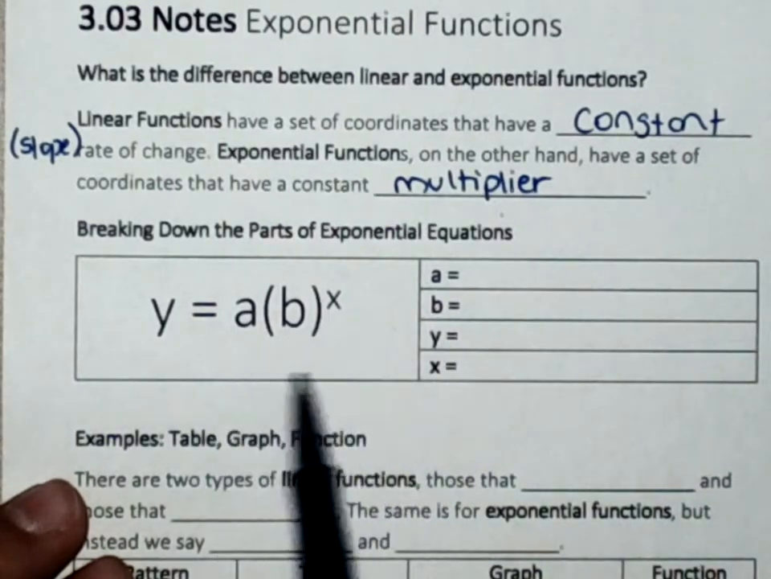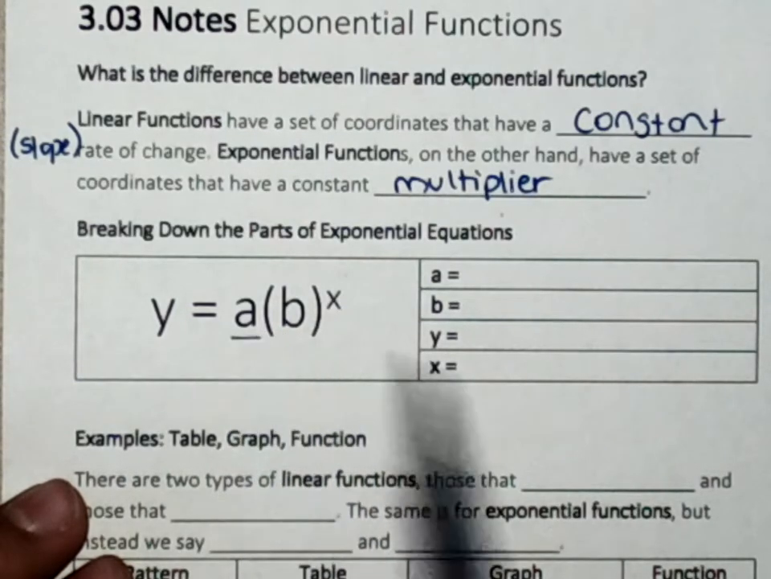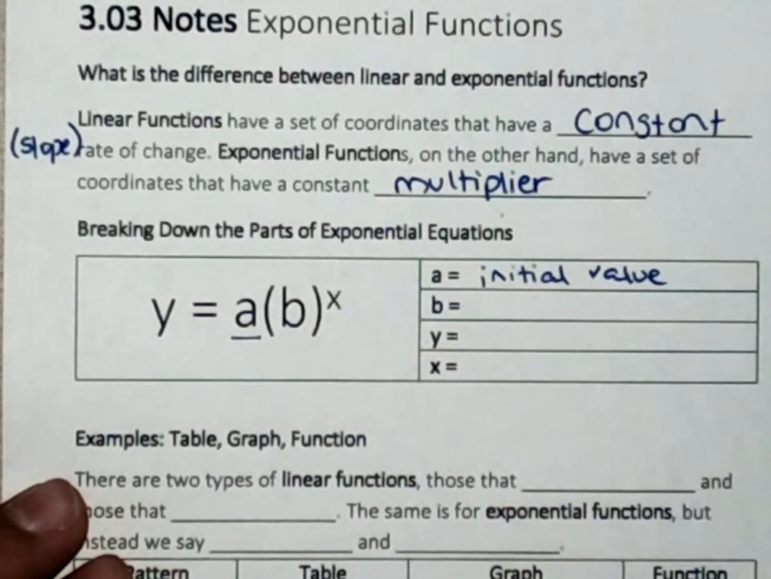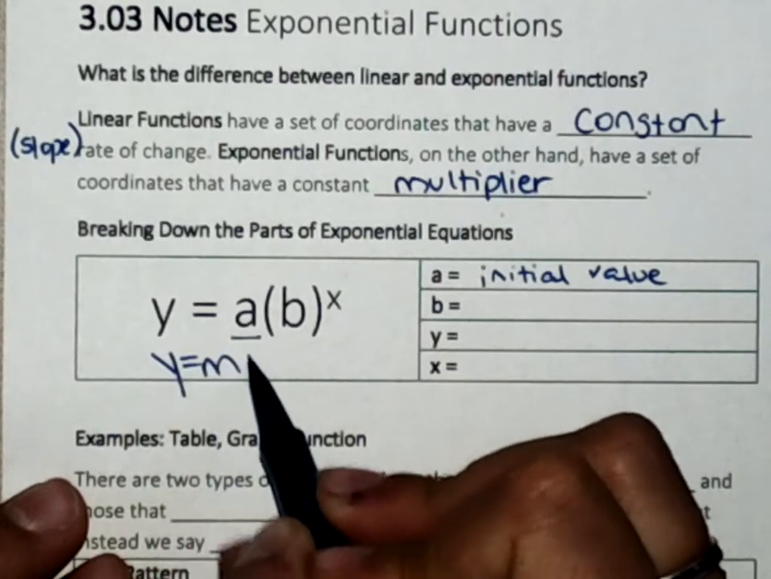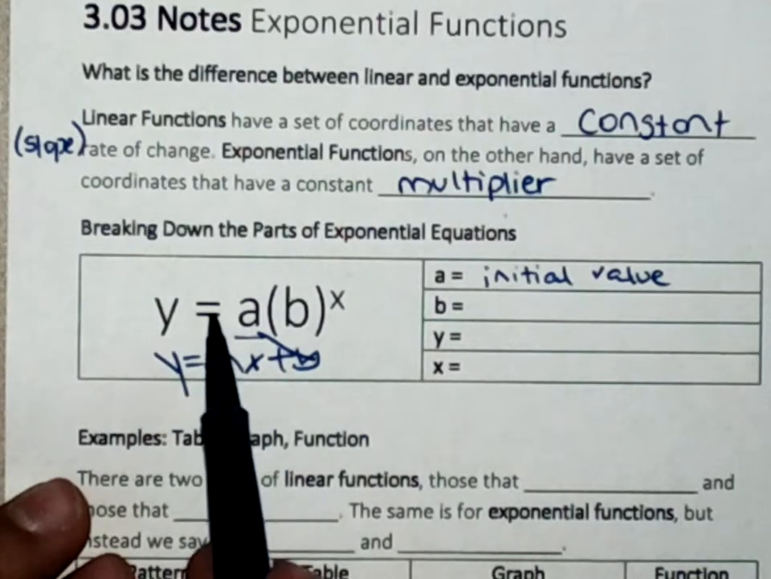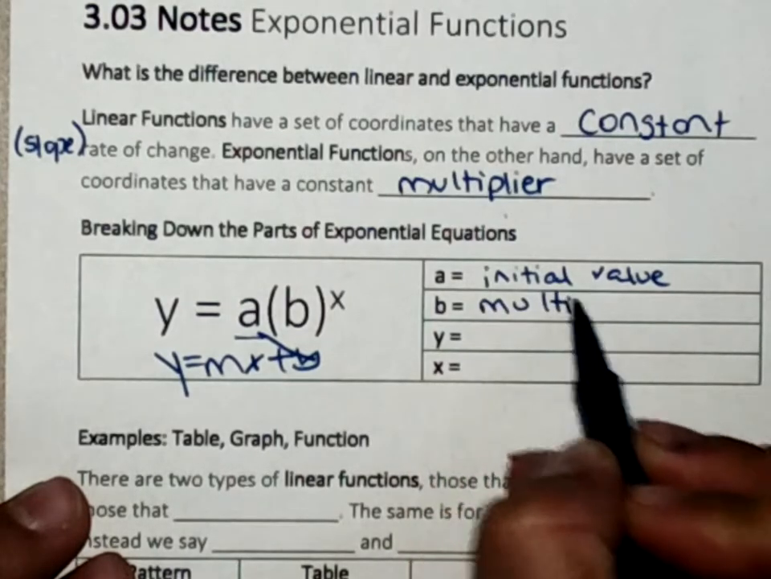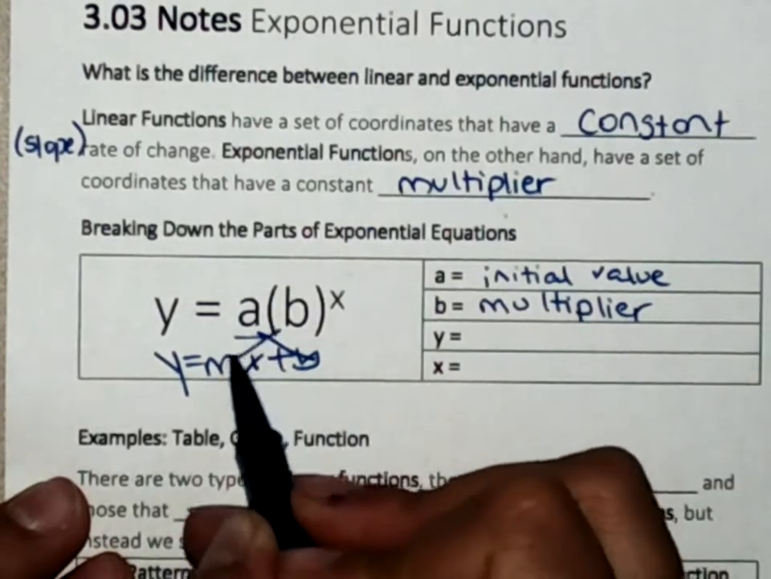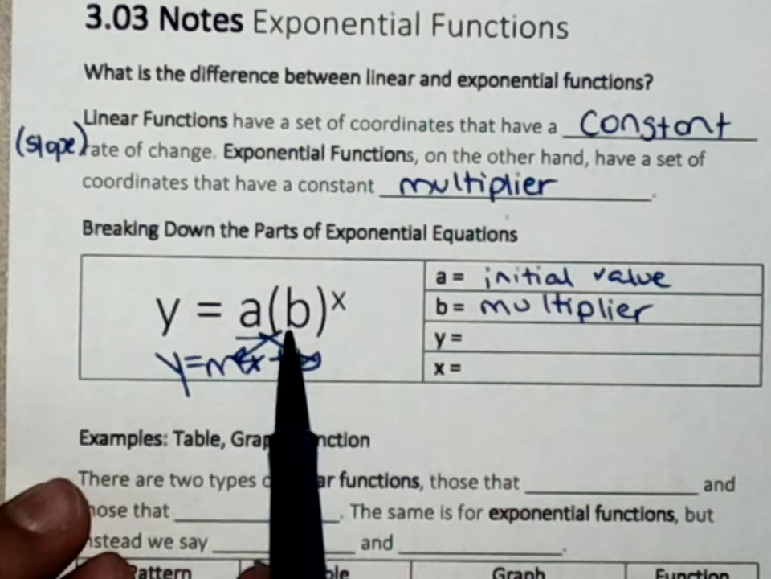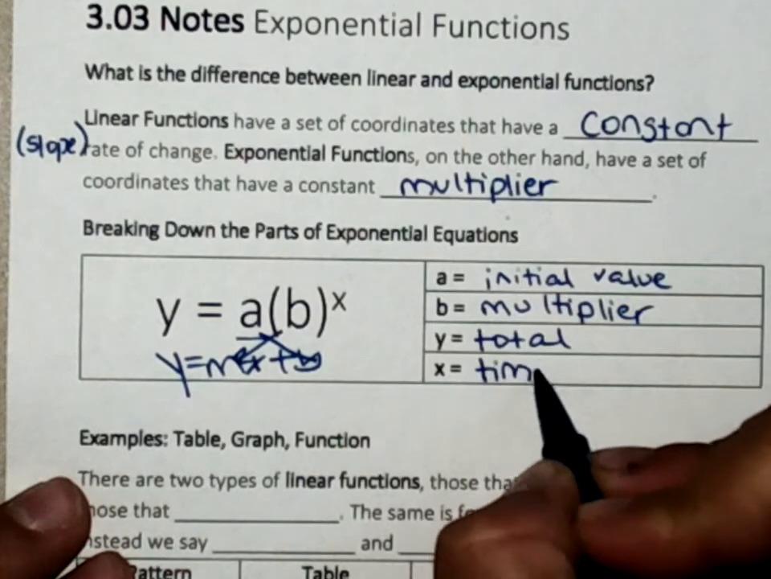So if we break down the parts of an exponential function, which we see below, y equals a times b to the x. A is our initial value, just like b in our linear equation. A is the same as b. And then b is our multiplier, which is sort of like our m, our slope. But instead of adding or subtracting, now we're thinking about multiplication or division. Y is typically a total, and x is typically time.